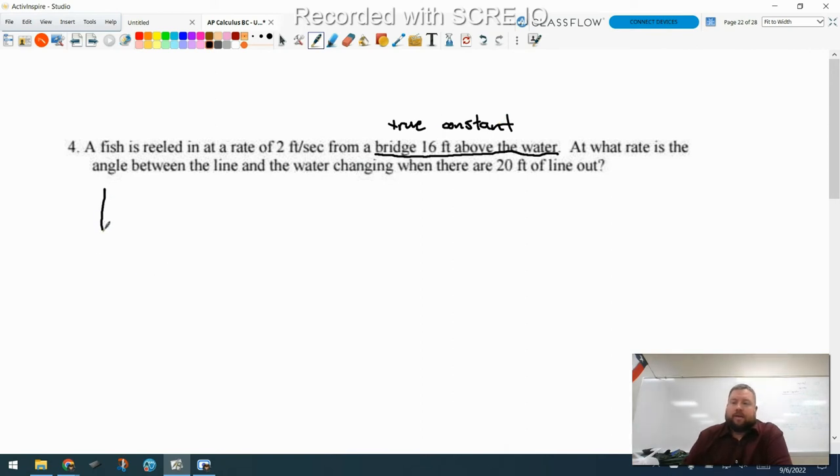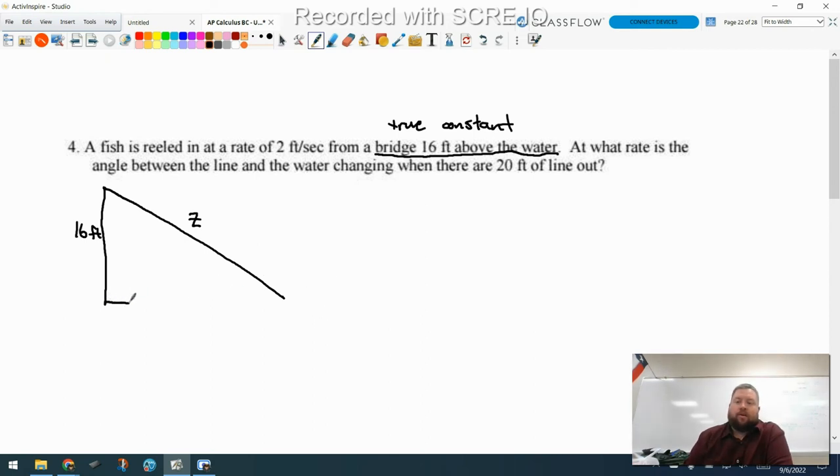So what that means is we can draw a vertical line here and label this 16 feet. We don't have to label this with a variable. We have a fisherman at the top of our bridge, and the fisherman has cast a line out in the water. As the fisherman reels the line in or casts it out even further, that line can change. So we need a variable name for this. I'm going to call it z. You can call it whatever you like.